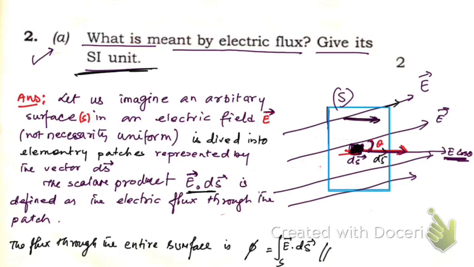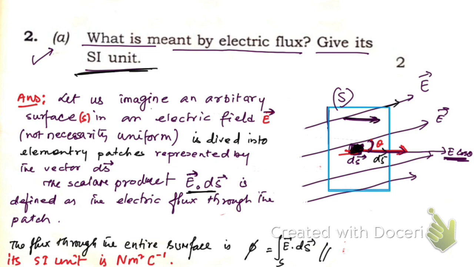The SI unit is Newton meter square per coulomb. This is the SI unit of electric flux. Hope you can see it. Its SI unit is Newton meter square per coulomb. So this is the SI unit of electric flux.